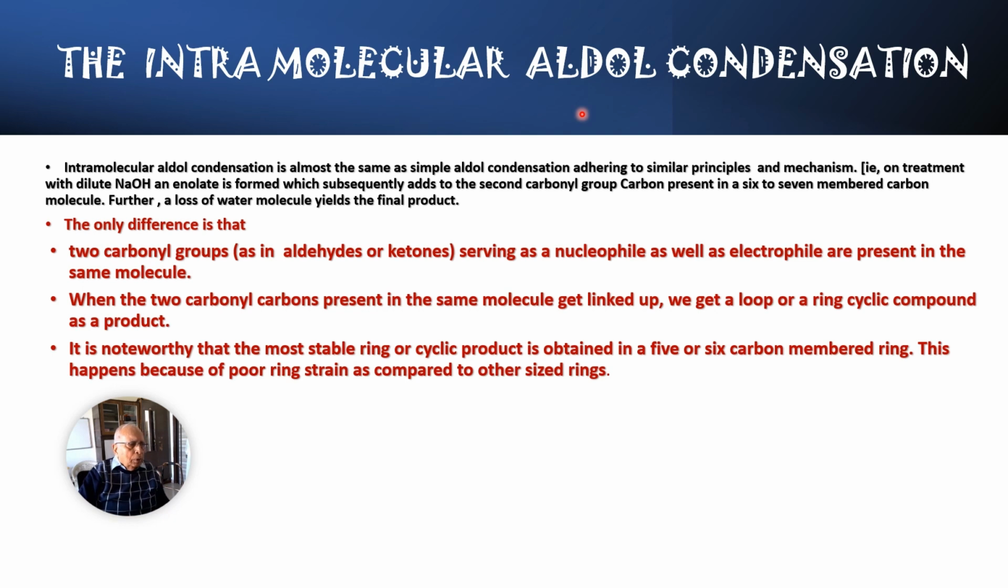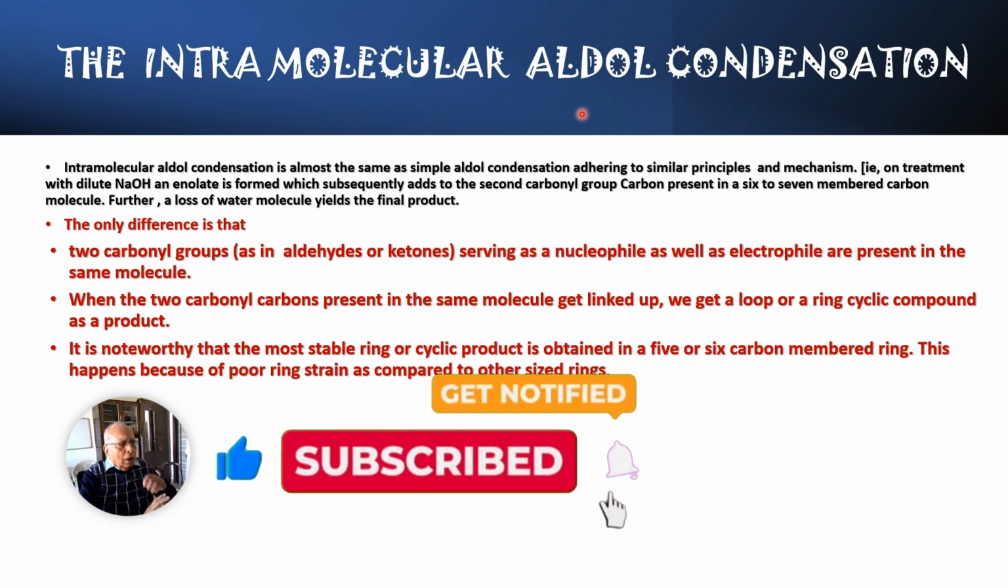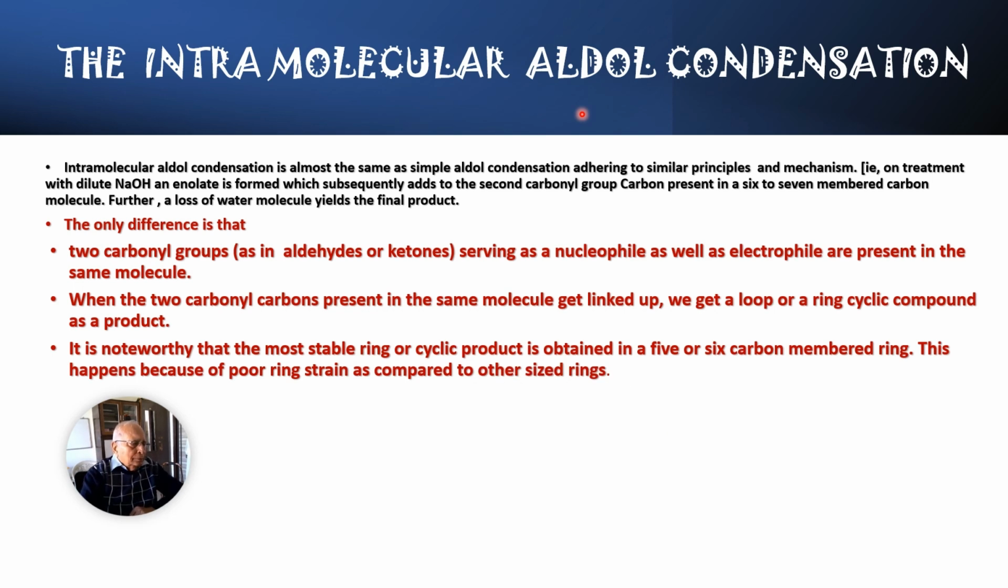Now these carbonyl groups present in the same chain of carbon atoms in a compound, one of the carbonyl groups acts as an electrophile and the other acts as a nucleophile. Now these electrophile and nucleophile interact together the same way as in simple aldol condensation. In simple aldol condensation, what happened? An enolate is formed. Here also you get an enolate, by the same mechanism, and this enolate then takes up the hydrogen atom from the other carbonyl group and forms the final product, which is known as aldol.